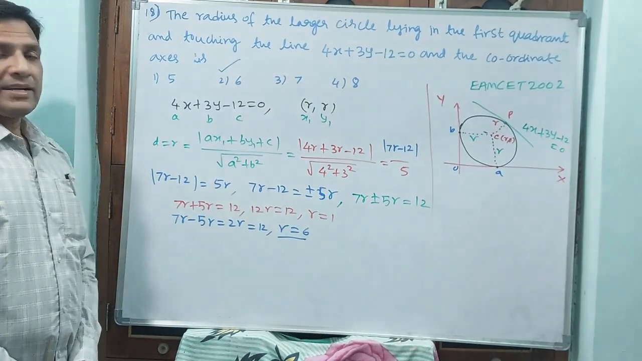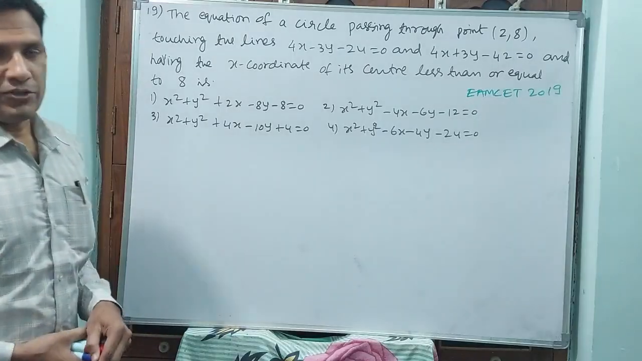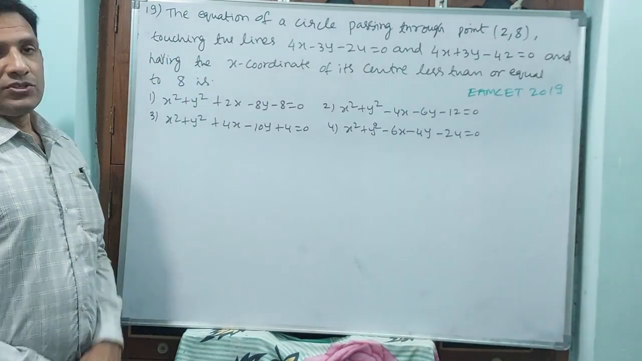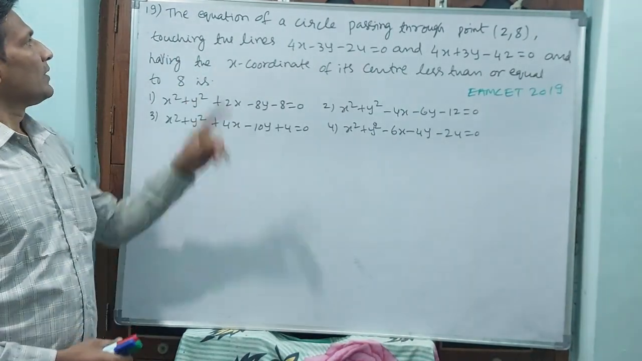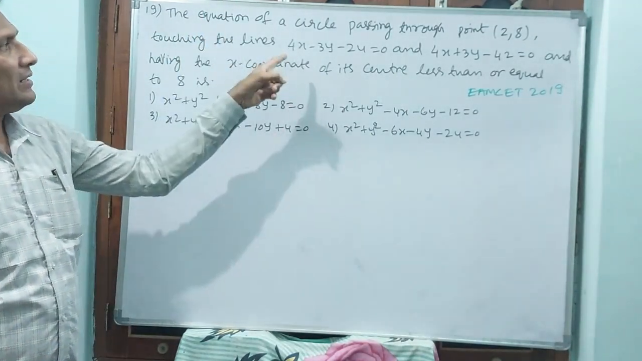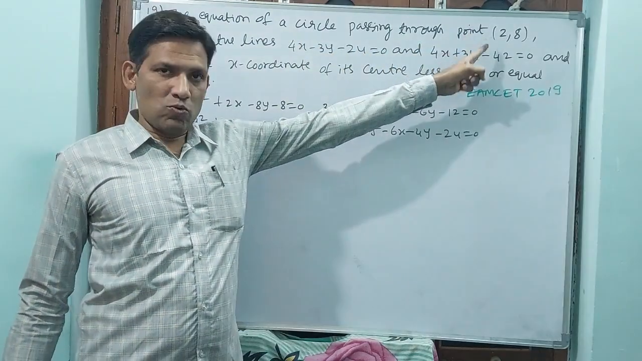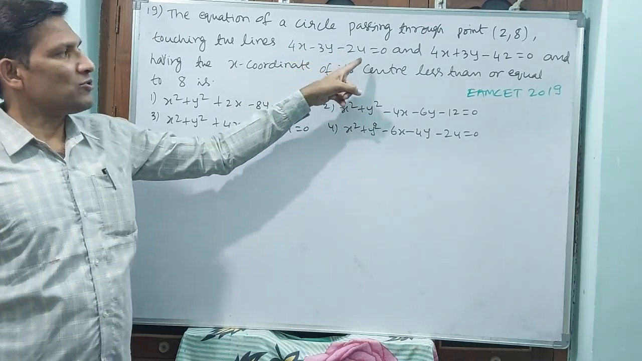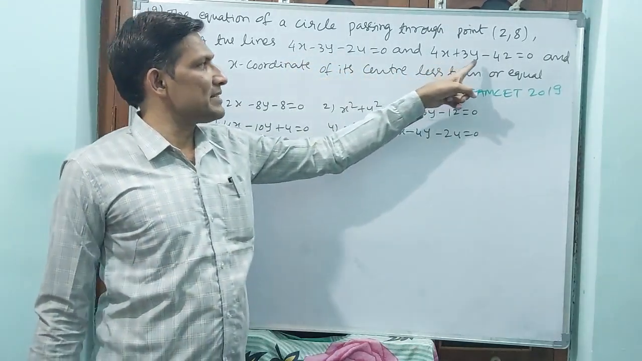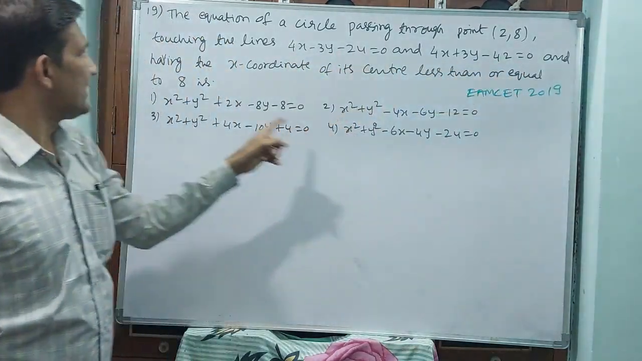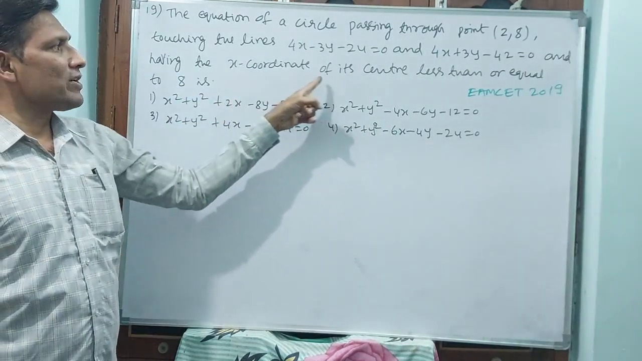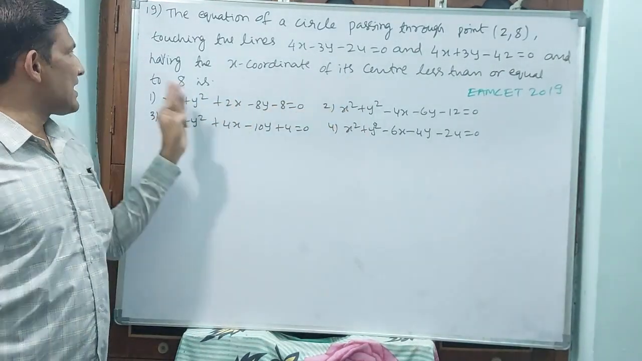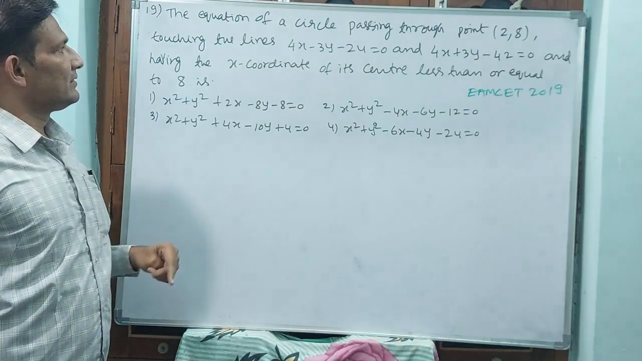Okay. Let us go for the 19th question. Okay, dear students, see the 19th question. The equation of the circle passing through the point (2, 8), touching the lines 4x minus 3y minus 24 equal to 0 and 4x plus 3y minus 42 equal to 0, and having the x coordinate of its center less than or equal to 8, is.